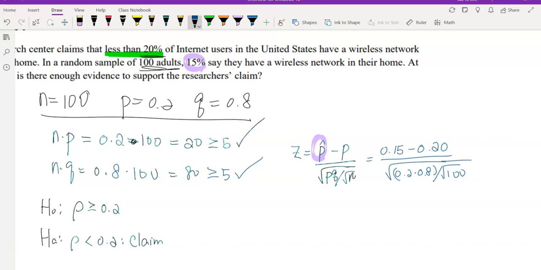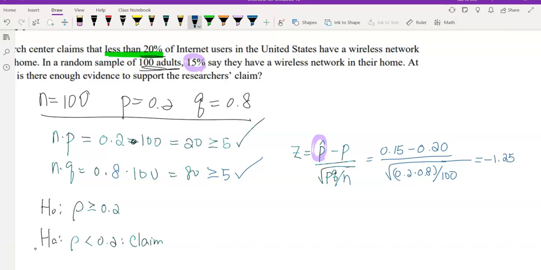Oh, sorry, I made one formula mistake here. That was weird, right? It's just n, so 100. Okay, so if you calculate, then you will get negative 1.25.